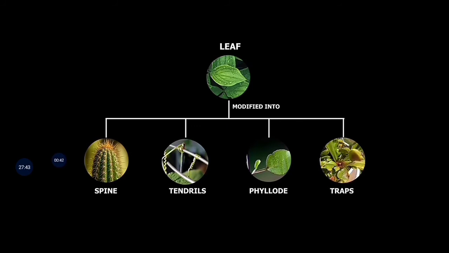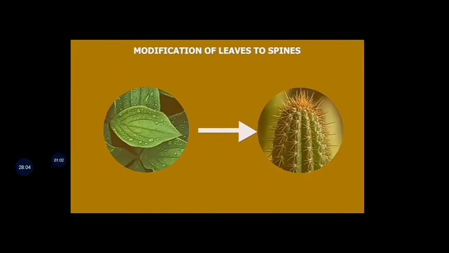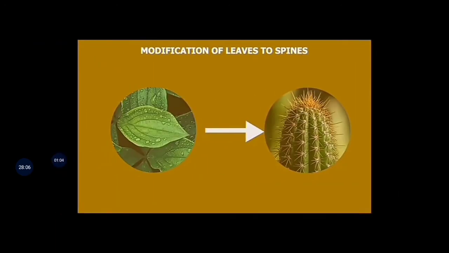The first category is the leaf is modified into spine. Second one, leaf is modified into tendrils. Third one, leaf is modified into phyllode. Fourth one, leaf is modified into traps. Let us learn one by one in detail. The first thing is modification of leaves to spines.